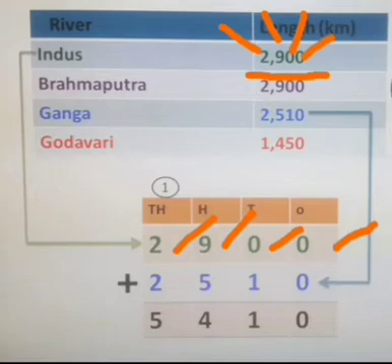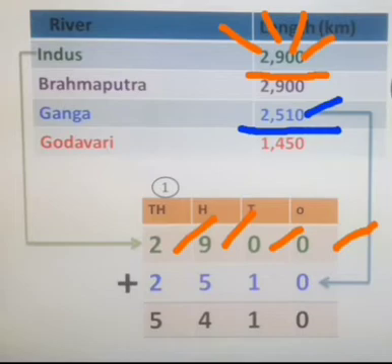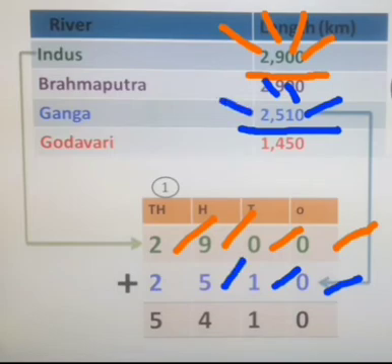Similarly, we will arrange the length of the Ganga River. So, the length of the Ganga River is 2510. Here, this 0 is in the ones place. So, we write this 0 in the ones column. This 1 is in the tens place. This 5 is in the hundreds place. And this 2 is in the thousands place. Now, as the numbers are arranged in the correct columns, let us add them.